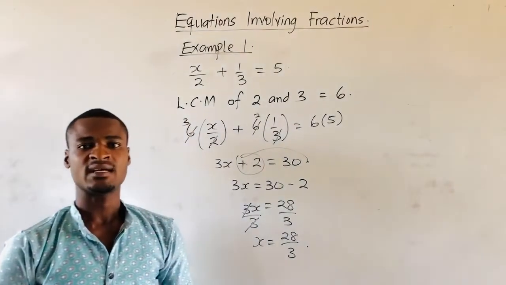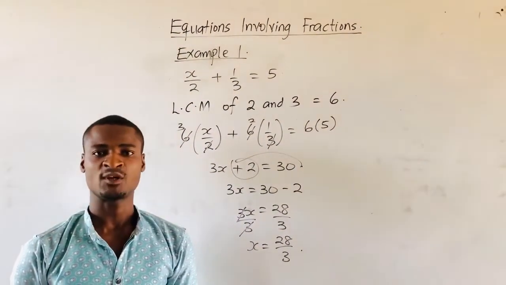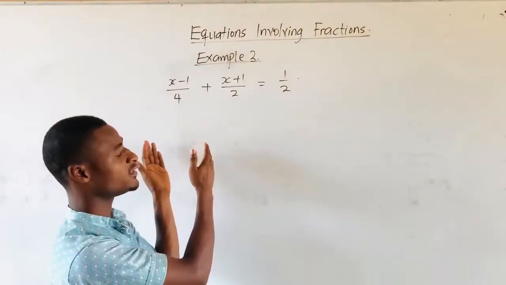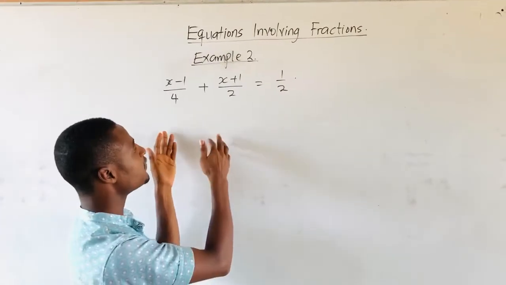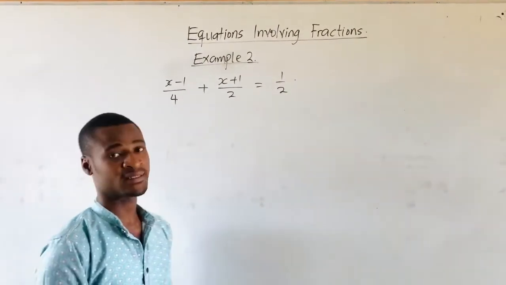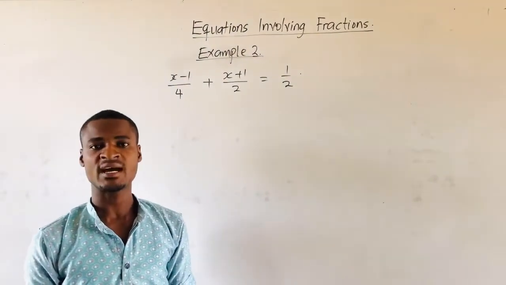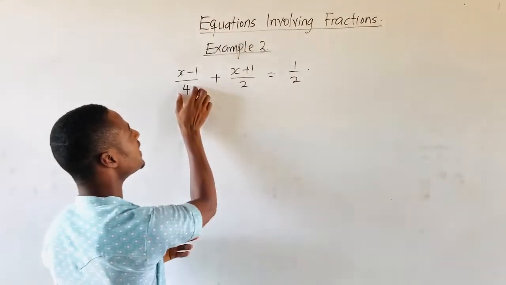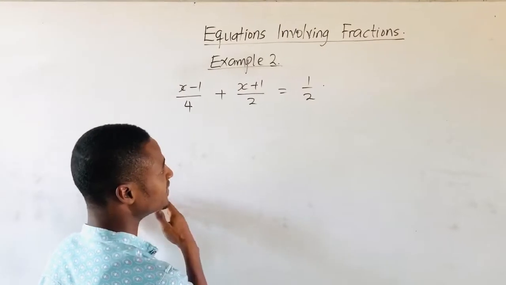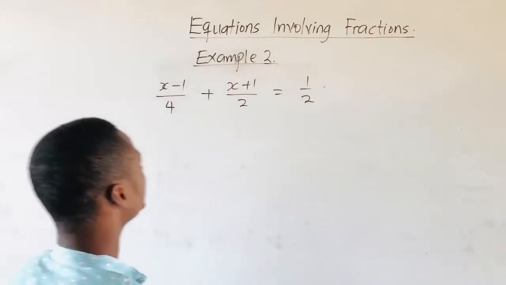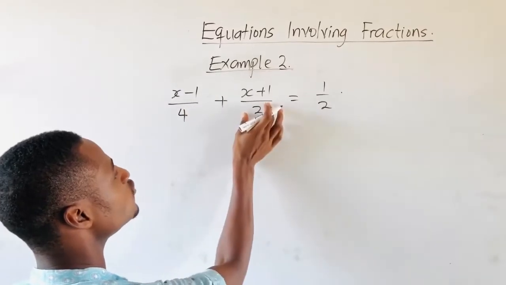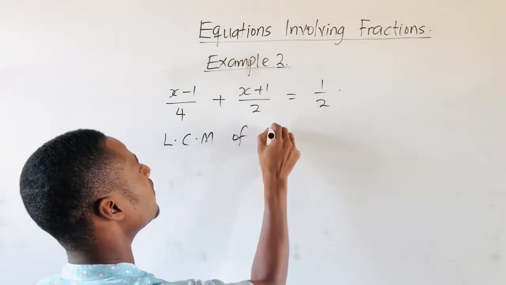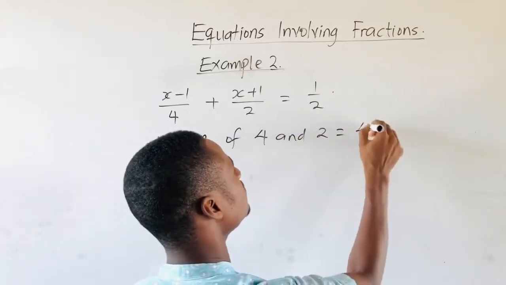Now let's take our second example under this subtopic. In our previous example, we had a fraction at only one side of the equal sign. But here, we have fractions at both sides of the equal sign. And we'll still go through the same procedure by finding the LCM of the denominators. In finding the LCM, we consider all the denominators, whether they are on the left-hand side or the right-hand side. So here, our denominators are 4, 2, and then 2. So the LCM of 4 and 2 is equal to 4.